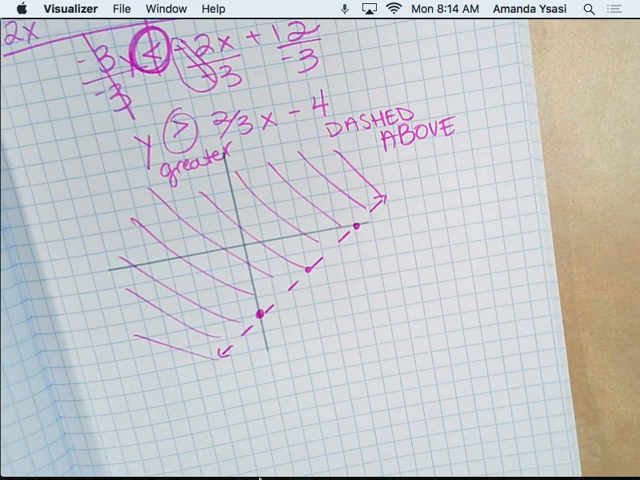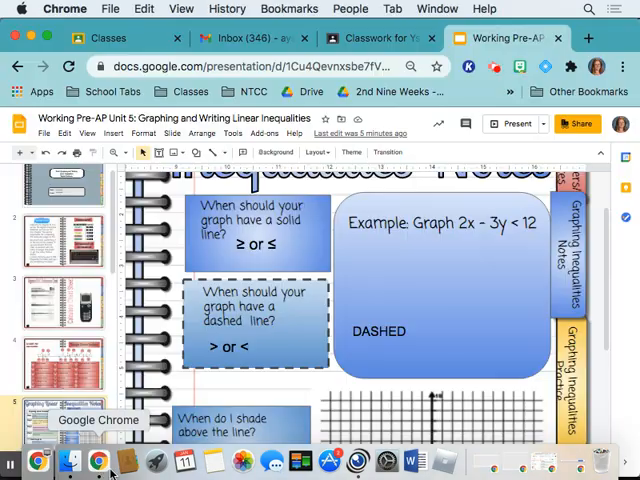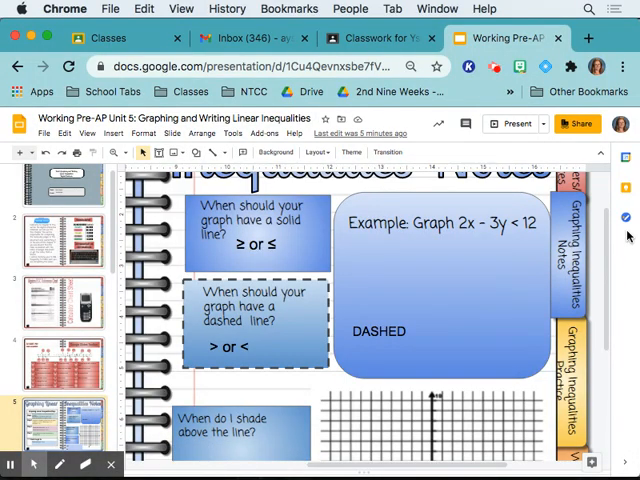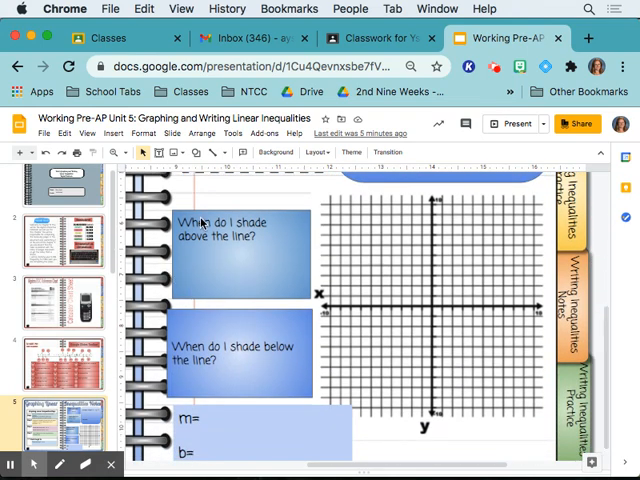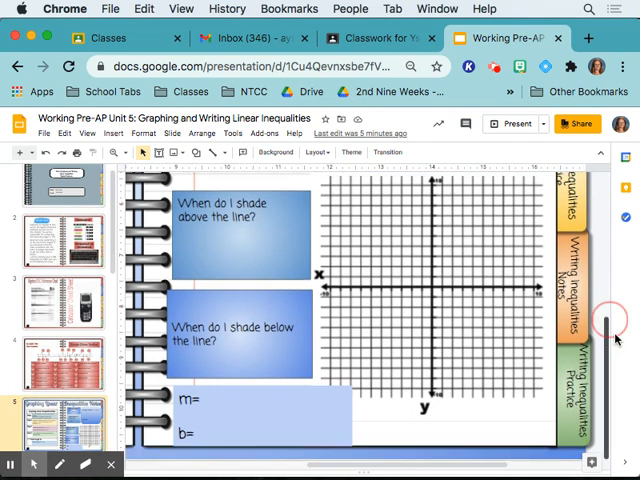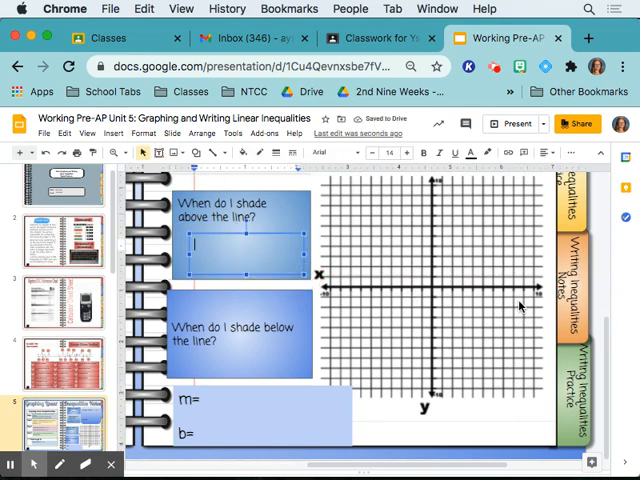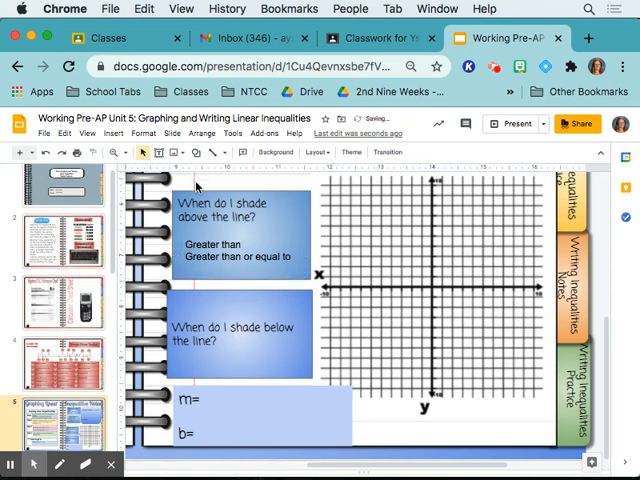Okay, so let's look back at that slide. And we can just take a picture of this to put on there. Let's go ahead and answer these questions, though. When do I shade above the line? Greater than, and then greater than or equal to. If you want to put the symbols, that's fine too. I don't know why I wrote it out that time. And then when do we shade below the line?